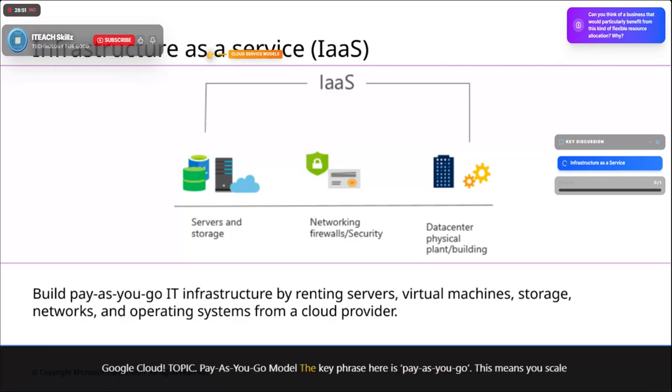Topic. Pay-as-you-go model. The key phrase here is pay-as-you-go. This means you scale your resources up or down based on demand, no more over-provisioning and wasting money on idle capacity. For example, a retail website might need massive server power during the holiday season but significantly less the rest of the year. IaaS allows them to precisely match their infrastructure cost to actual needs. It's about gaining agility and reducing capital expenditure.